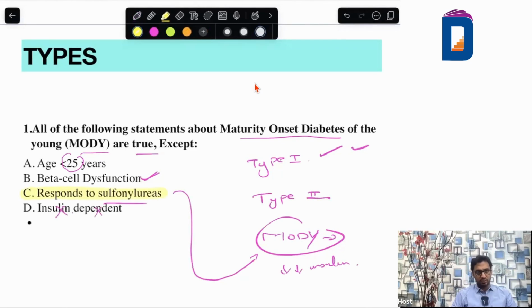It can still function, but due to some cause, I would say it's an autosomal recessive disorder. I think we'll come to that. Due to this genetics, that is the vertical transmission, his beta cells have been dysfunctioning. So you give sulfonylureas, it can act. And so it is not insulin dependent. Did I miss anything? I'll come to the description of this.